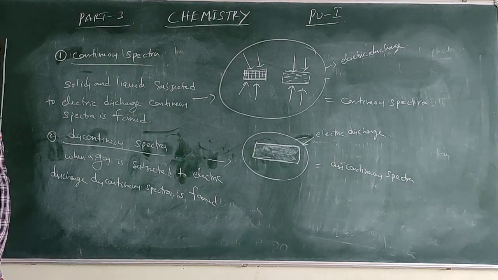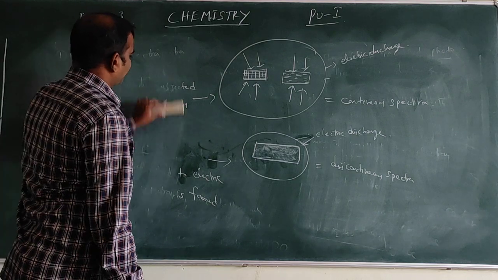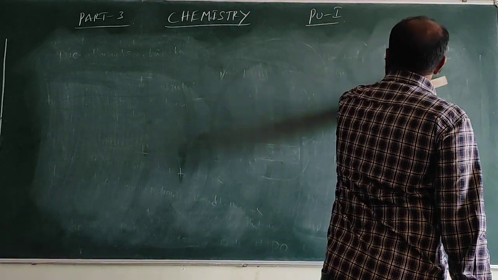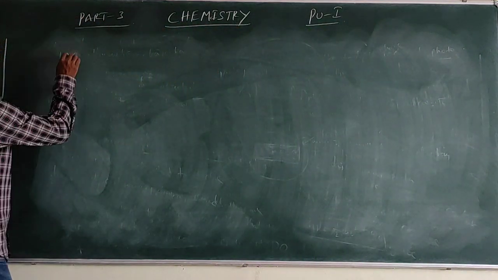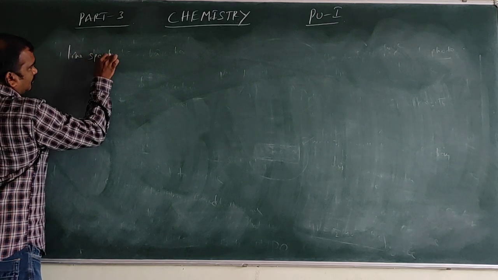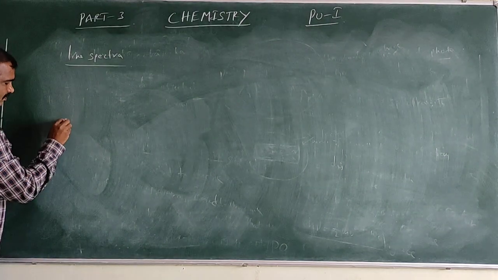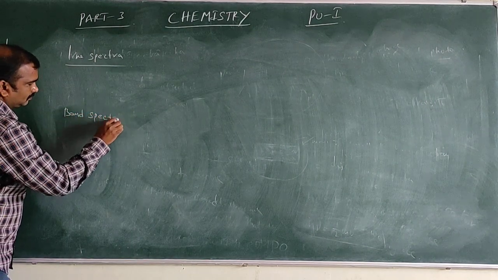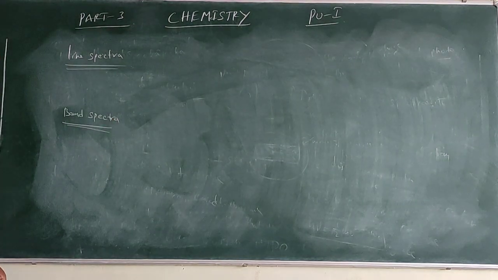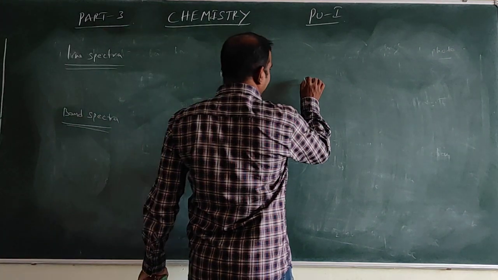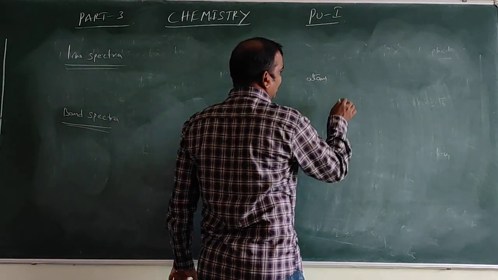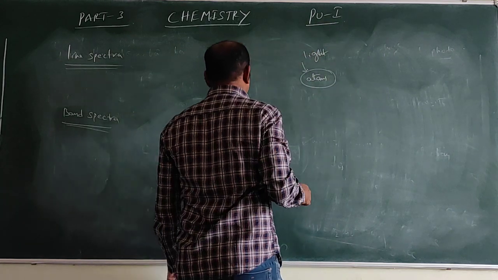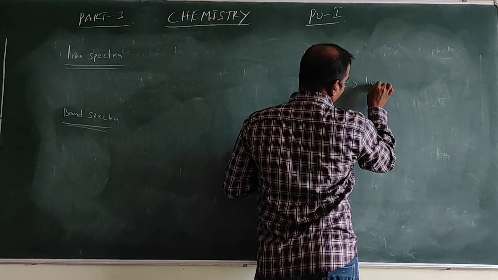Next, line spectrum and band spectrum. So look here, line spectra. If you take an atom, when light falls on it, light is incident on it, automatically the line spectra are formed.